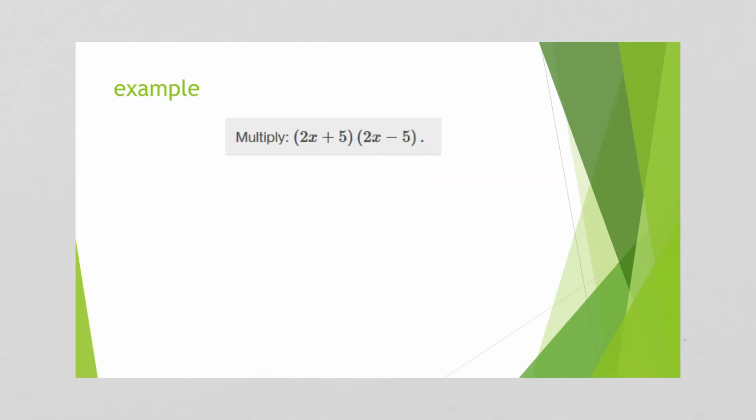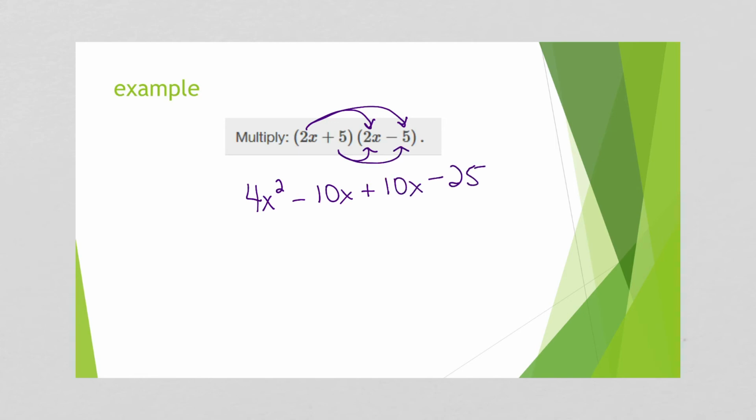Again, I need you to be able to identify that you have a conjugate pair. This and this match. This and this match, but one's a plus and one's a minus. That's good. So we know that we do have a conjugate pair, and we're going to go ahead and distribute. We've got 4x squared, negative 10x, positive 10x, and negative 25. These create 0. They go away. So I've got 4x squared minus 25.